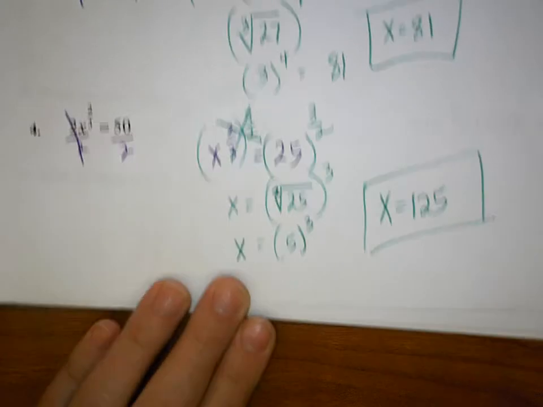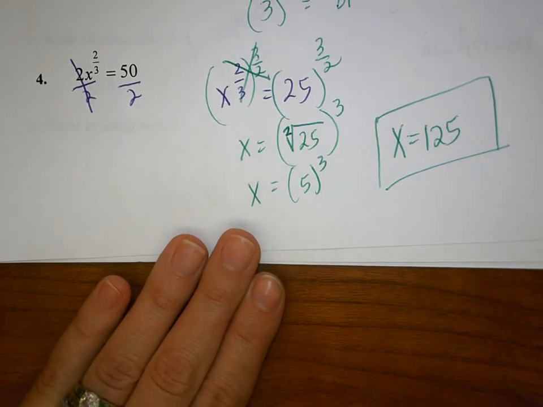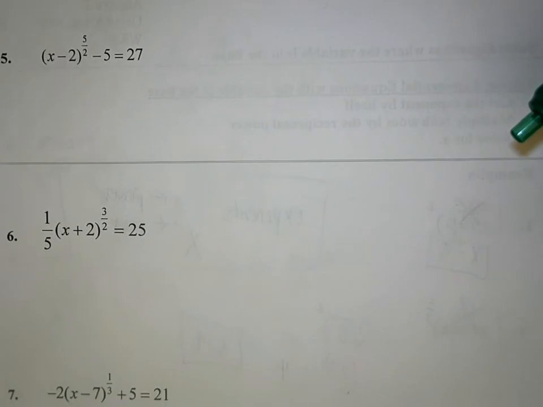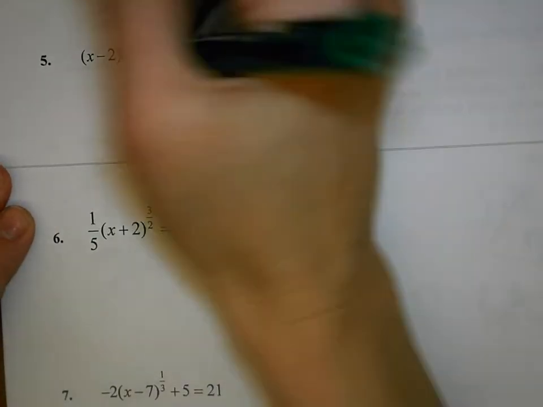All right, any other questions on example 4? No? All right, let's move on. Okay, example 5. What do you think we'd do first on this one? Very good. We would add 5 to both sides.